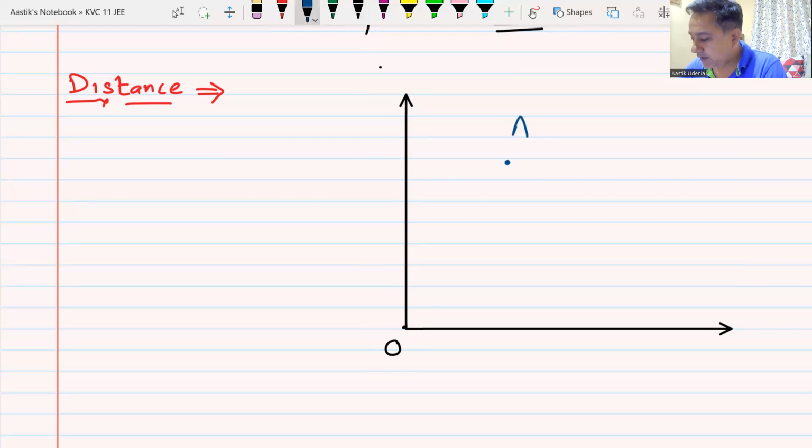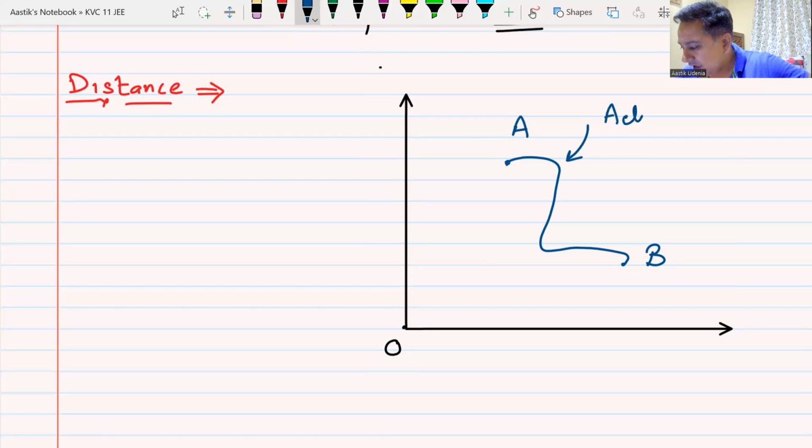The body is at point A, then the body goes to point B. It could have traveled in an infinite number of ways. I'm just showing you one way. This is the way it has traveled. That way is known as the path, or you can call it the actual path, because the path can be different. It can have 5 paths. Of these 5 paths, he has used 1 path. So this is the actual path.